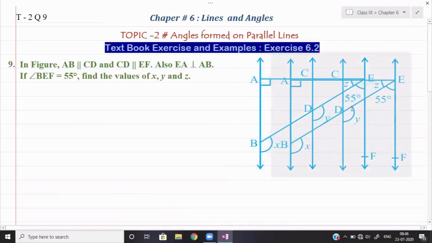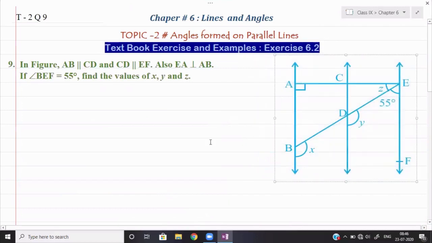In this question, see what we have been given. In the figure, AB and CD are parallel. Look at the lines, two vertical lines are given. AB and CD are parallel. CD and EF are also parallel. And EA, look at that EA horizontal line. EA is perpendicular to AB. Means this angle they are forming is 90 degrees. That is what they want to say here.